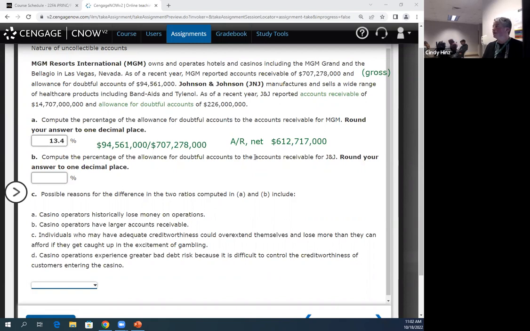As of a recent year, J&J reported accounts receivable of $14,707 million and allowance for doubtful accounts of $226 million. So their receivables are much, much higher. They're owed almost $15 billion from their customers. But their allowance amount is, as a percent of the whole, much smaller. Go ahead and calculate that percentage. Anyone get a number for that? 1.5. So 1.5% compared to 13.4%.